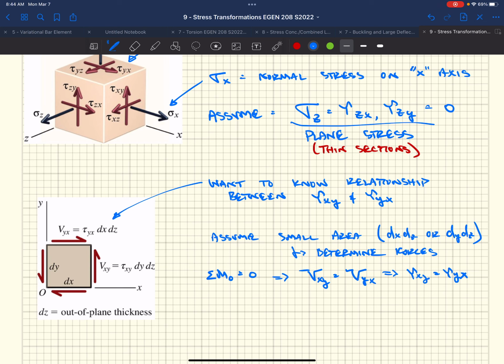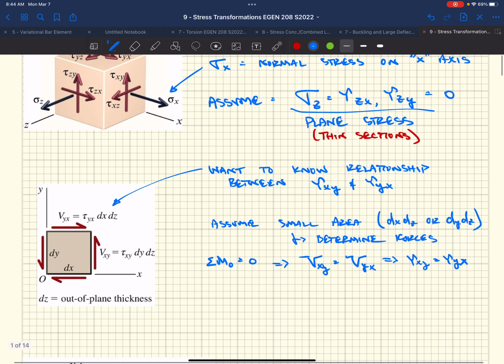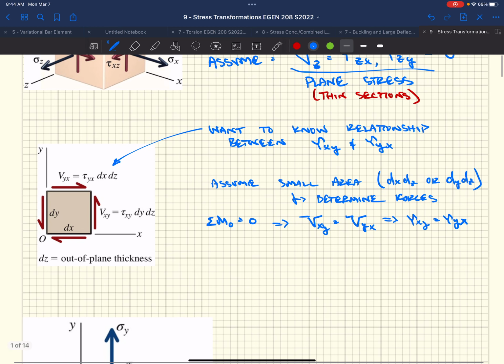Well, summing the forces, this block can't slide up and down either, right? So if we sum forces in the y direction and the x direction, the forces acting in the x direction are equal and opposite. So Vxy on the right-hand side is going to be equal to Vxy on the left-hand side, and then vice versa, right? On the y side of our Vyx and Vxy, okay?